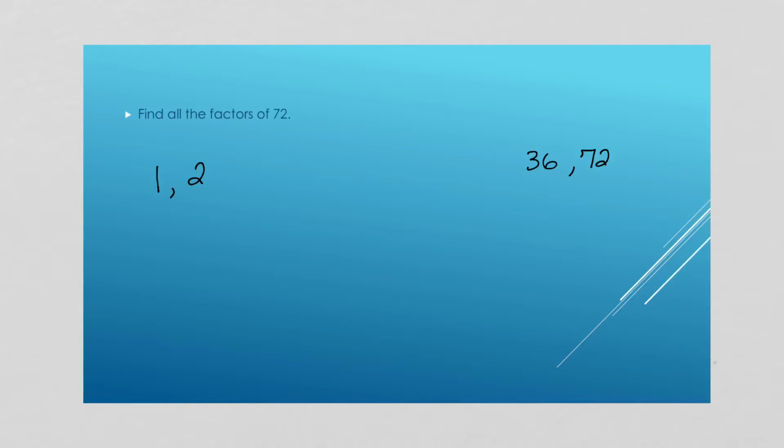What is the next number? I know 3 will go in because 7 plus 2 is 9. And 3 times what is 72? Let me make sure I'm doing this right. I don't want to tell you that. 24.